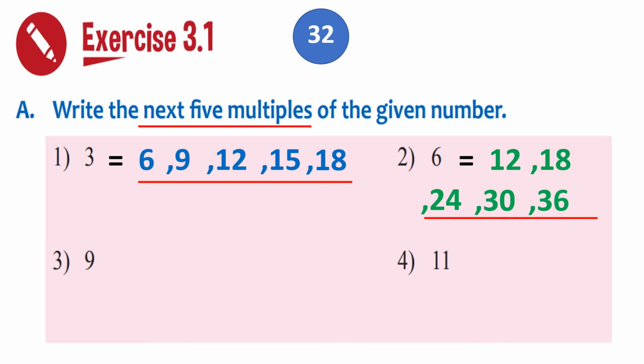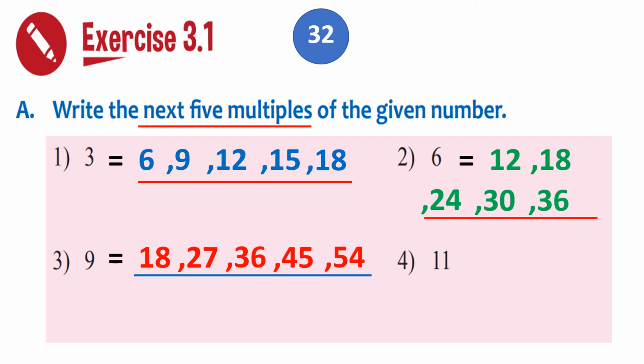Number 3. Multiple of 9. The next 5 are 18. 9 times 2 is 18. 27. 9 times 3 is 27. 9 times 4 is 36. 9 times 5 is 45. 9 times 6 is 54. 18, 27, 36, 45, and 54 are the multiples of 9. This is your answer for number 3.